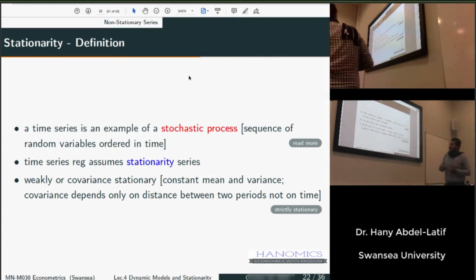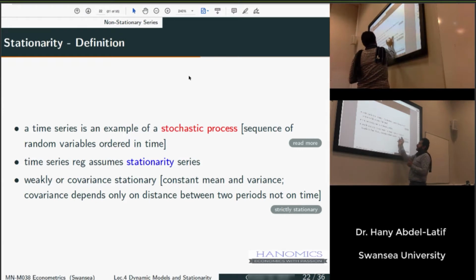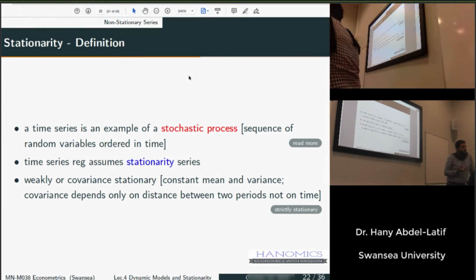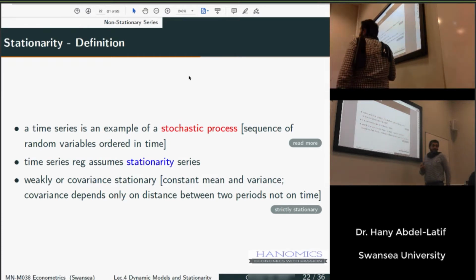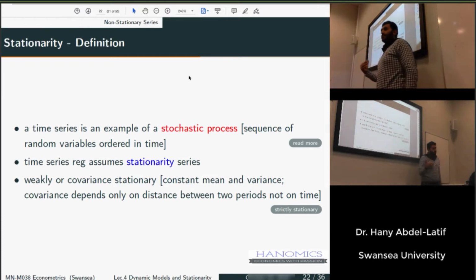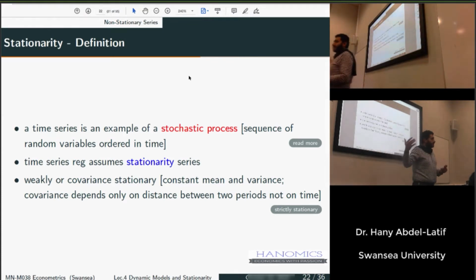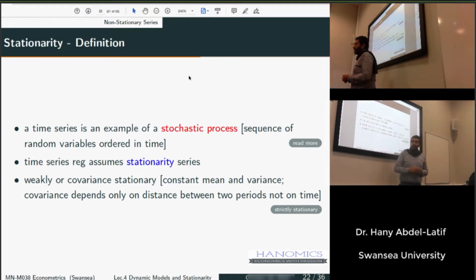If a time series satisfies these conditions, it is called weakly stationary, and this is something we shouldn't worry about if that's the case. But in reality, this is not the case. With most economic and financial time series data you deal with, these properties are not true. So in regression we assume it is stationary, but the real case is that it's not.